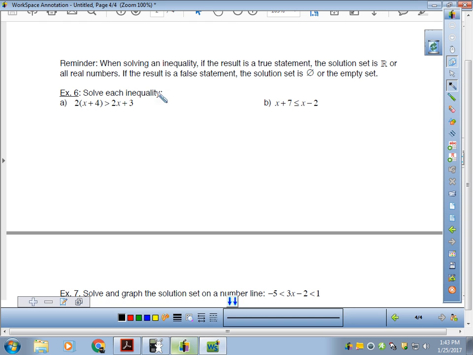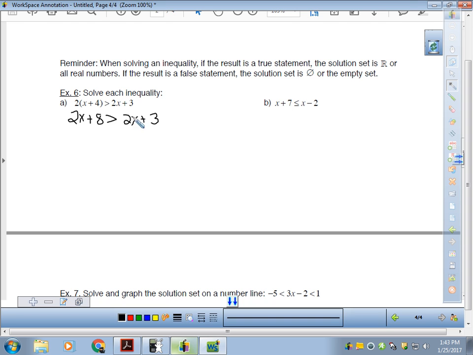Alright, so example 6 asks to solve each of these inequalities. We have 2 times (x plus 4) is greater than 2x plus 3. I'm going to distribute the 2 in, so I'll have 2x plus 8 greater than 2x plus 3.